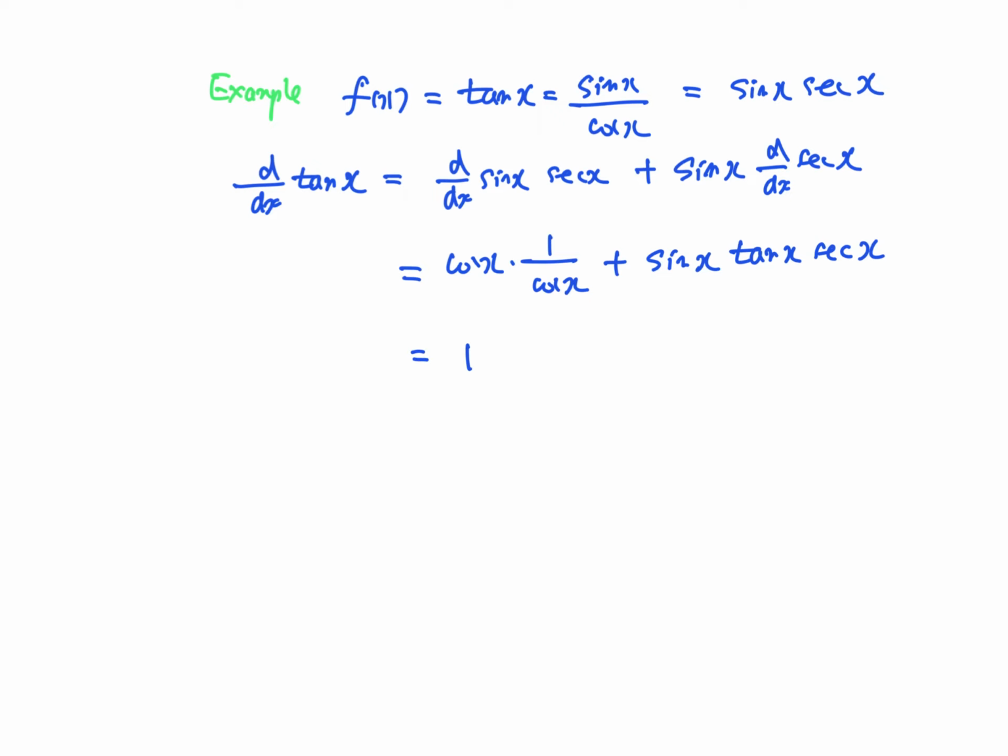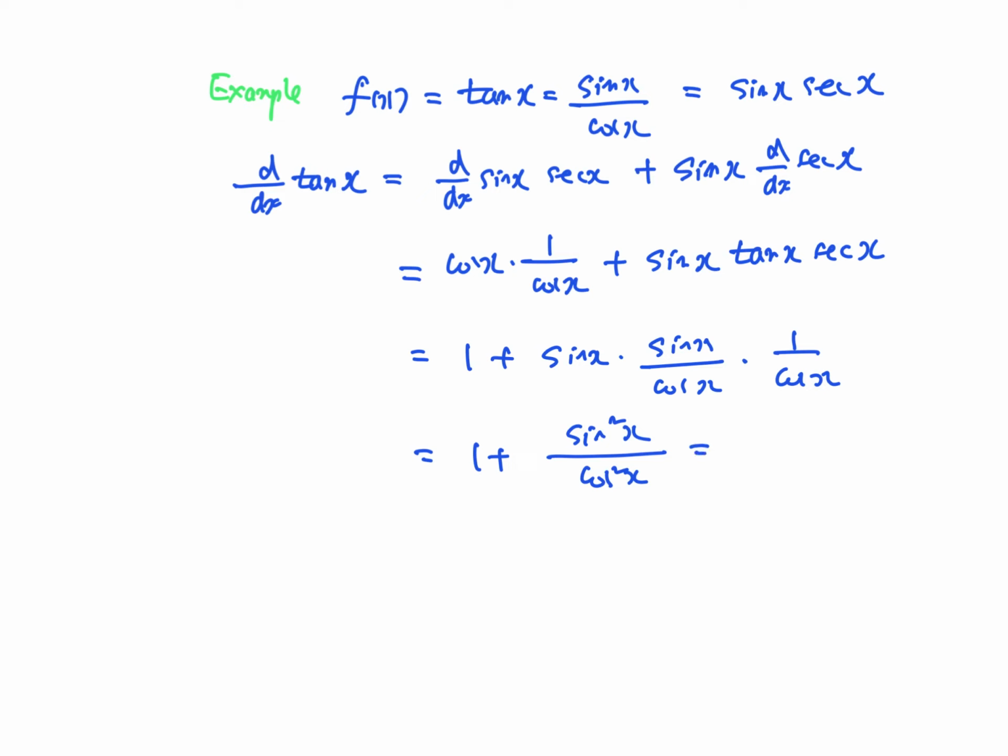So that is 1 plus sine x times sine x divided by cosine x times cosine x, which is 1 plus sine squared x over cosine squared x, which is (cosine squared x plus sine squared x) over cosine squared x, right? But the numerator turns out to be equal to 1. So this is secant squared x.